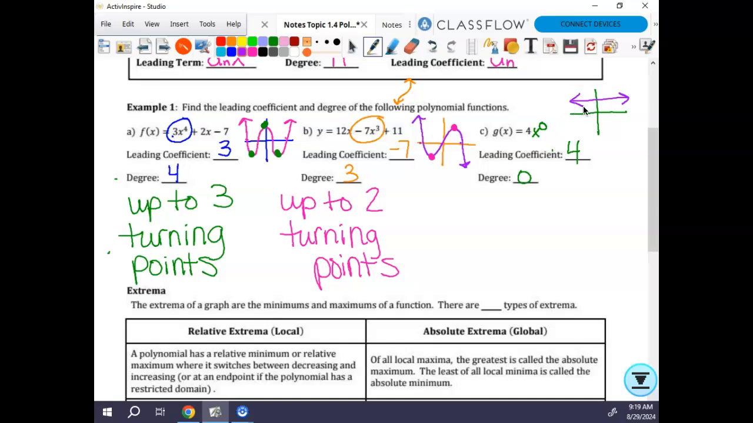So do I have any turning points? No. I'm not increasing or decreasing anywhere, so I'm definitely not changing. The whole thing is just constant, so I just have no turning points. Everybody okay with that? All right, good.